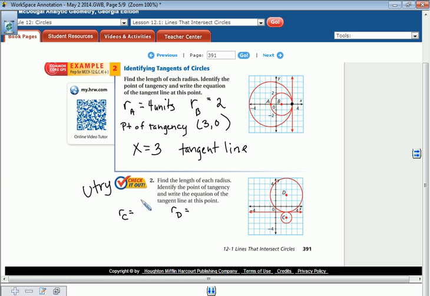Okay, looking at circle C, it has a radius of 1. Looking at circle D, it has a radius of 3. They are externally tangent here at this point, which is the point of tangency. Is the point 2, -1. And the equation for the tangent line is y equals -1.